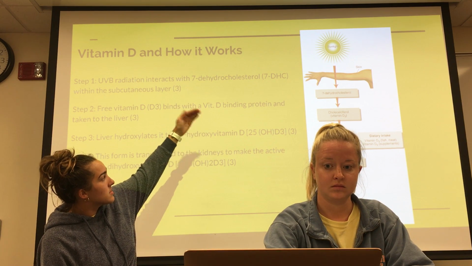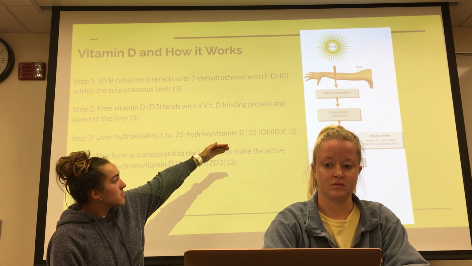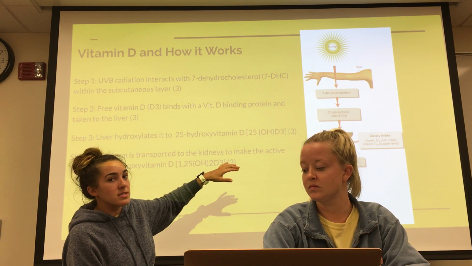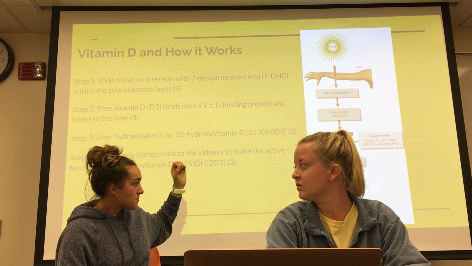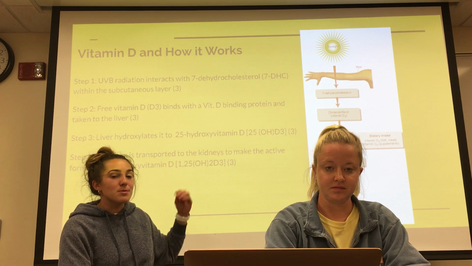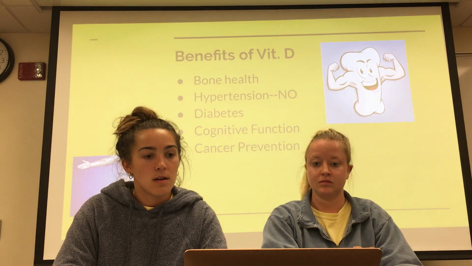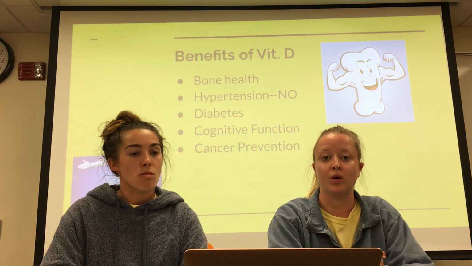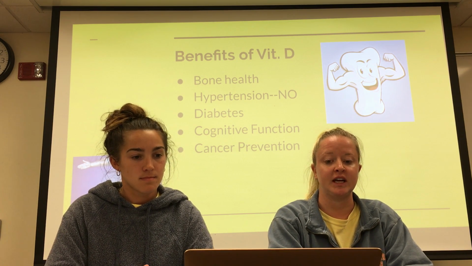The sunlight goes into your skin. It's going to interact with the 7-dehydrocholesterol, which is making the vitamin D3 going to the liver. Here you can also note that you can get vitamin D through your diet, from things such as fish and mushrooms. That's also going to go to the liver, which is going to make the 25-hydroxy vitamin D3 go into the kidneys, which makes the biologically active form, and that's where you're going to see all the positive effects. Next we're going to talk about the benefits of vitamin D: bone health and how it promotes bone formation, hypertension, diabetes, specifically type 2, cognitive function, and cancer prevention.